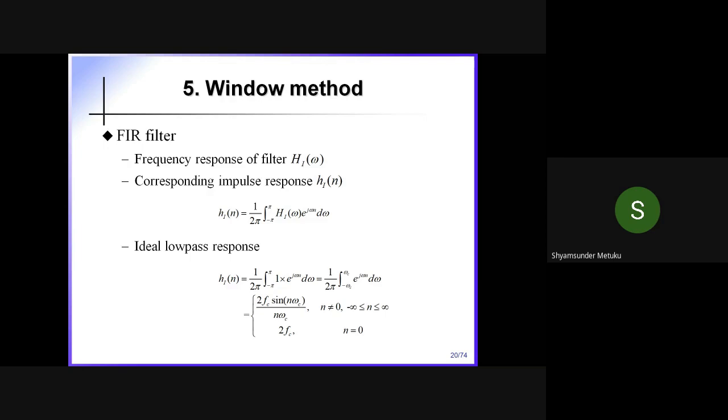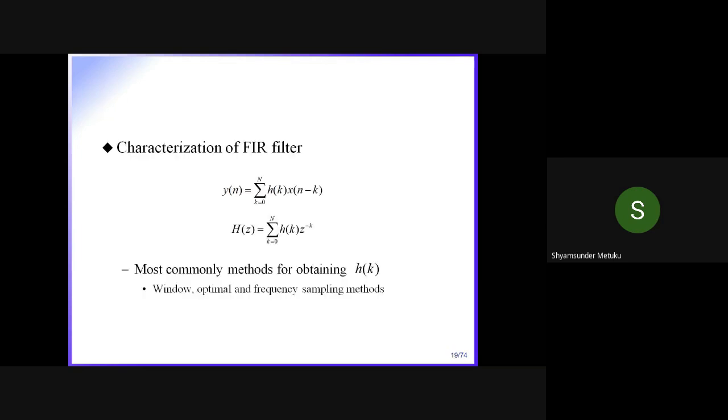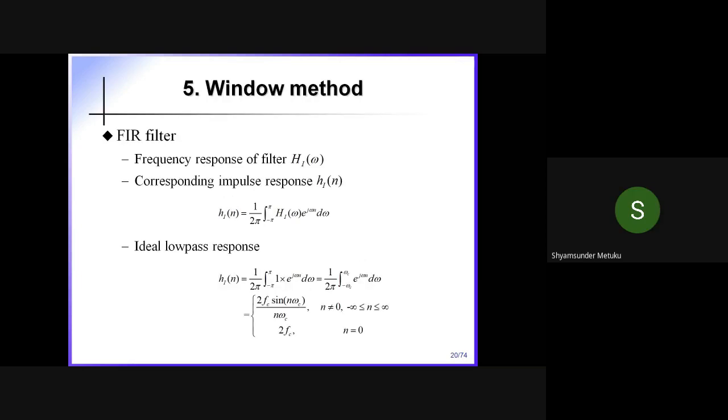So h_I of n is 1 by 2 pi, integral from minus pi to plus pi of H_I of omega into e power j omega n d omega. Is it clear? For the ideal frequency response, the magnitude we have just seen between 0 to omega p, what is the height you got? The black color height. 1. So I think that is what is submitted.